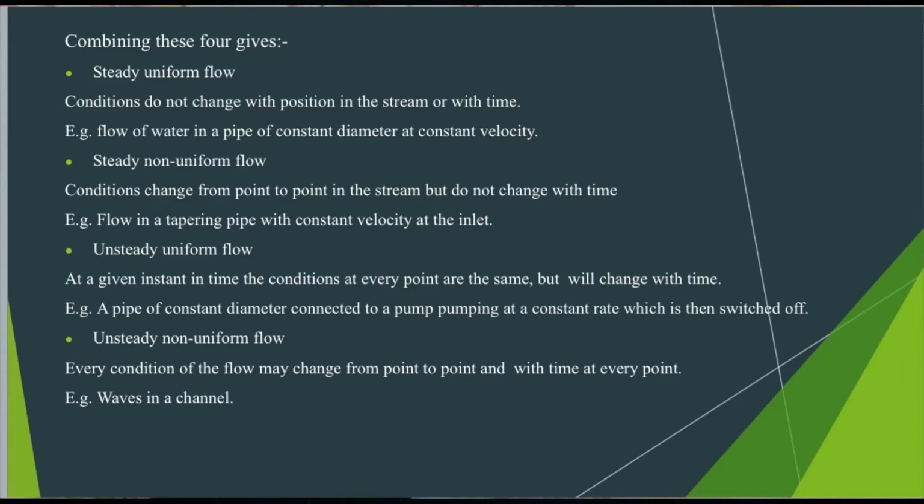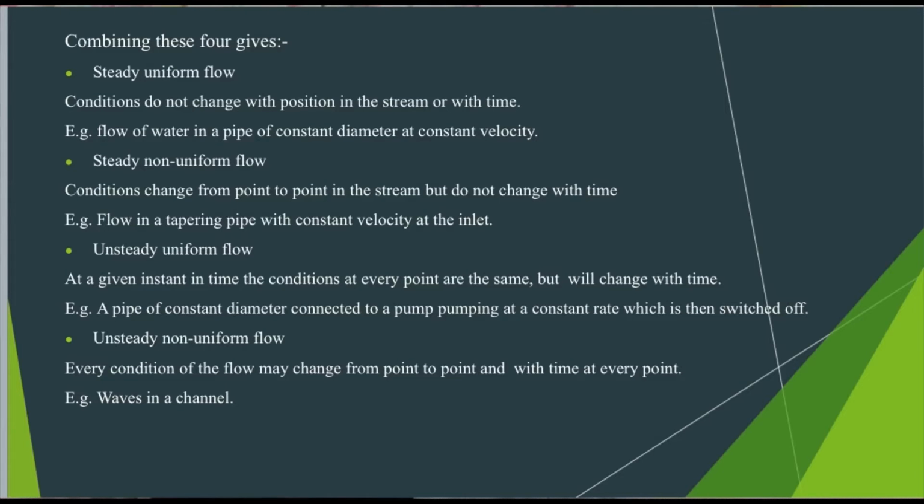Steady uniform flow is when conditions do not change with position in the stream or with time. For example, flow of water in a pipe of constant diameter at constant velocity. Second, steady non-uniform flow: conditions change from point to point in the stream but do not change with time. For example, flow in a tapering pipe with constant velocity at the inlet.